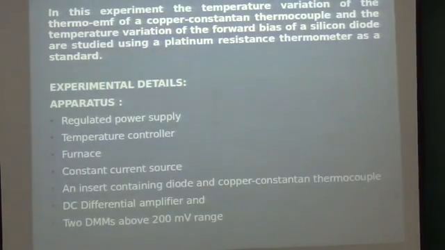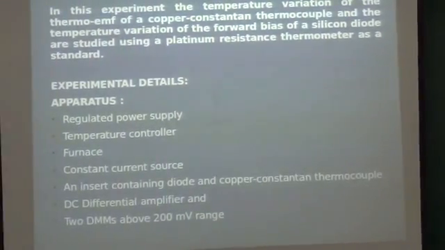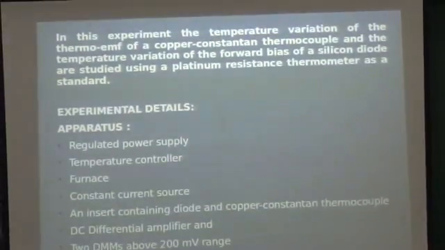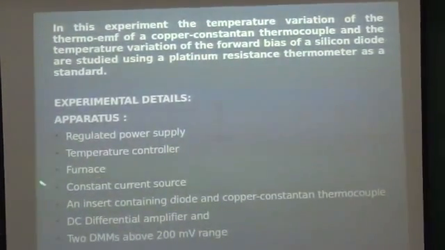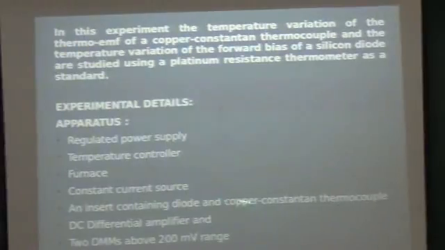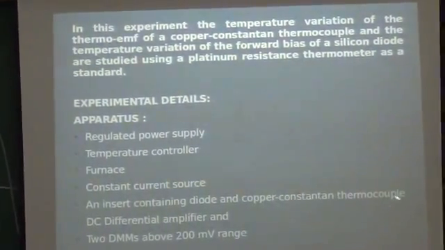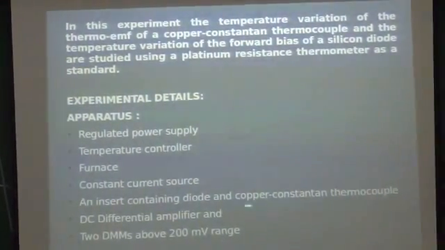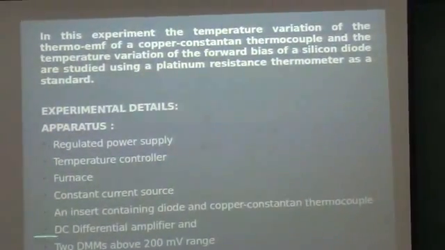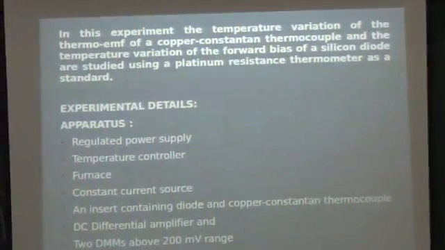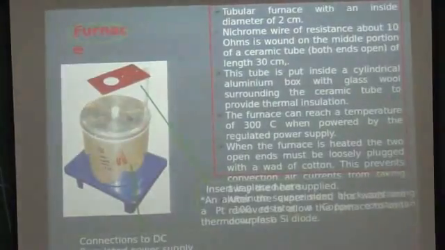So in this case we need a regulated power supply, a temperature controller, a furnace, and a constant current source. We have an insert containing a diode and a copper-constantan thermocouple, a DC differential amplifier, and two digital multimeters in the 200 millivolts range.